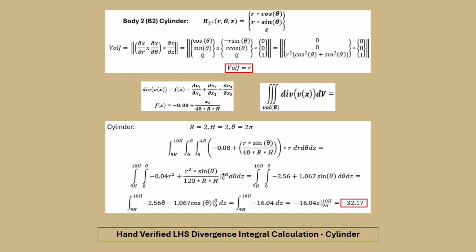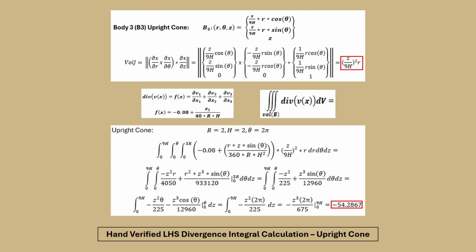Here is the verification of the left-hand side of my divergence theorem for the cylindrical portion of my body. As you can see, I first derived the volume Jacobian, which is just equal to r. I then added in the x2 portion of my code, which is r sine theta. Next, I added it to the divergence theorem expression and triple integrated over r, theta, and z to obtain a value of negative 32.17.